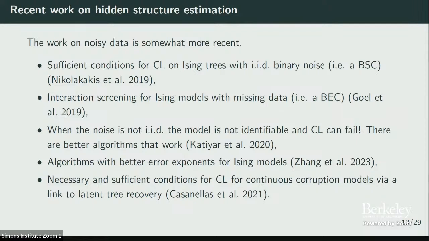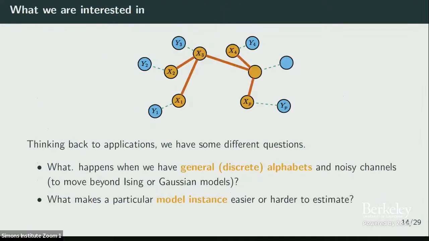You can get a fancier algorithm if you're interested in error exponents, but they're kind of restricted to Ising models. So all these results are basically on underlying binary data, where the x's are binary and you're putting them through some binary input channel. With the exception of this work, which talks about a connection between running Chow-Liu with this continuous corruption model. I think they're motivated by a problem in genetics, phylogenetics.